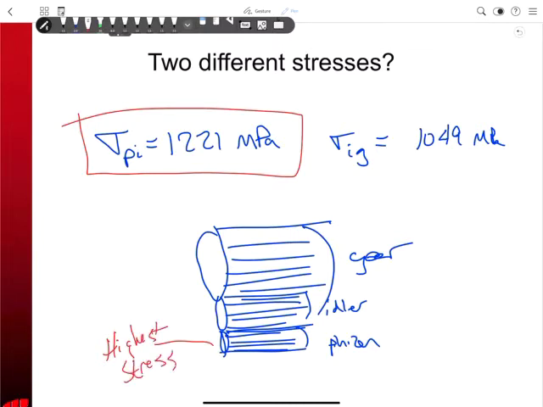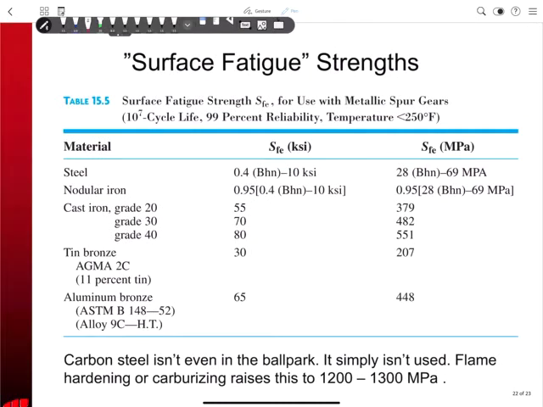So oftentimes what we'll do is just make the pinion harder, right? But anyway, what are we talking about? Okay, so we've got roughly 1221 megapascals. Wow, that's up there.